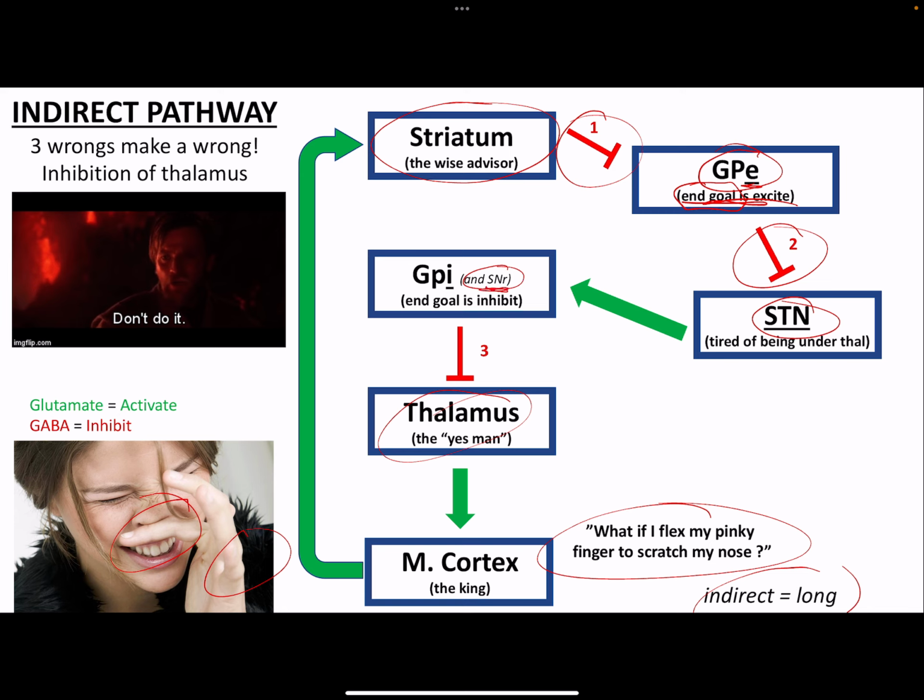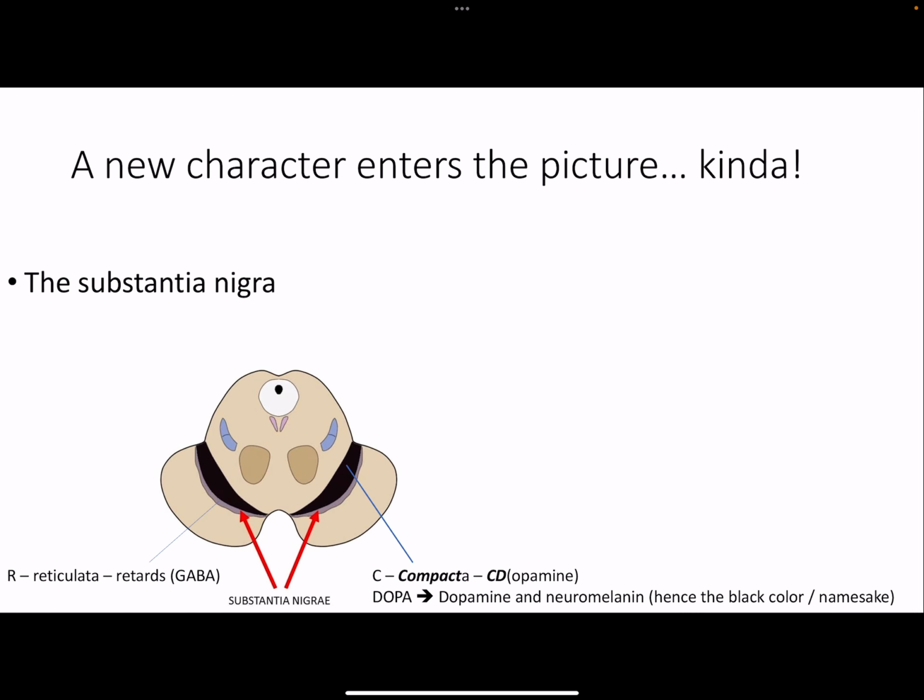There's actually two parts to the substantia nigra. And it's really not that important. It's always just doing the same thing as the GPI. So whenever we say GPI, technically the SNR is also doing that as well. But okay, so now we're looking at the substantia nigra. And again, we have the reticulata, RET, for retarding. It's retarding movement. It's trying to inhibit movement with GABA. And then we have the compacta. I think of a compact disc, a CD, and the D for dopamine.